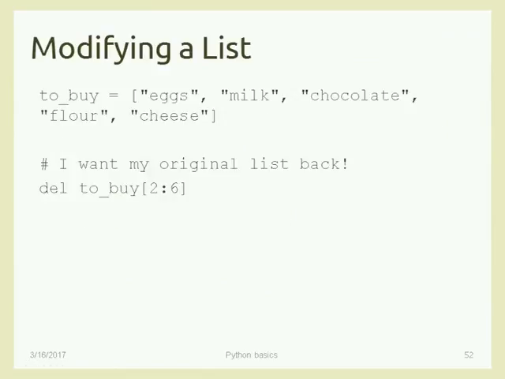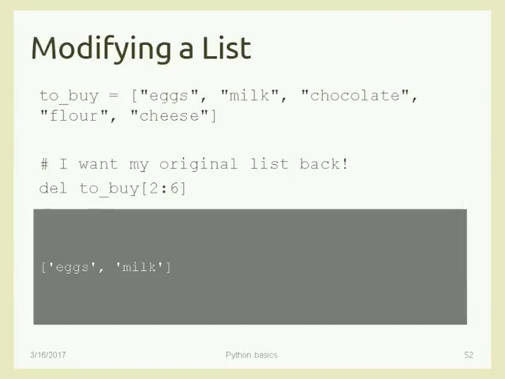You can also delete, and please, there is an error here. Please catch the error while I'm speaking. You can also delete a portion of a list. Here I say, with this del keyword, delete everything in the to-buy list that starts from the index 2 and ends at index 6. So here we have only index number 1 and index number 2. So if I print to-buy here, the to-buy list will include eggs and milk only. It doesn't include anything from index number 2 up to the end of the list.